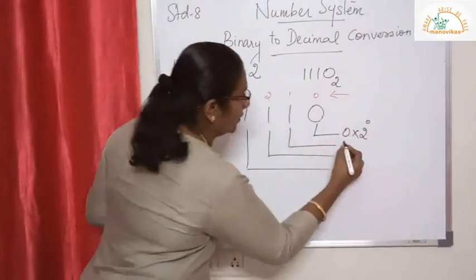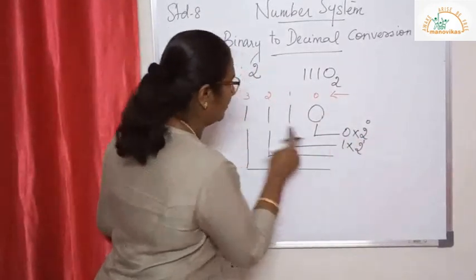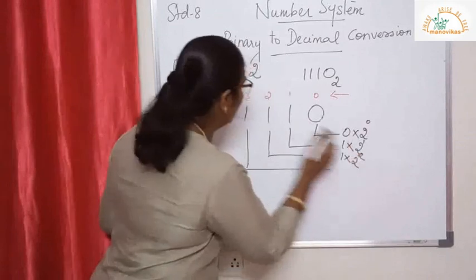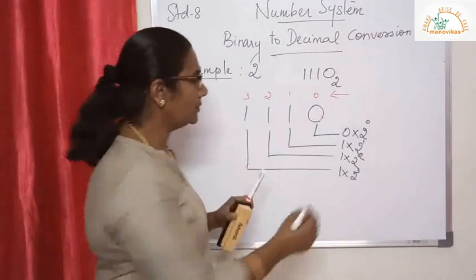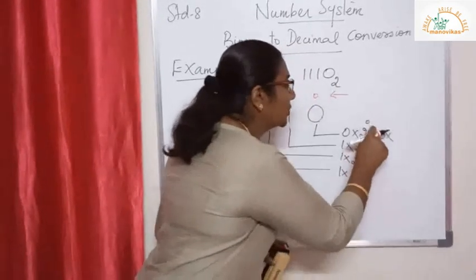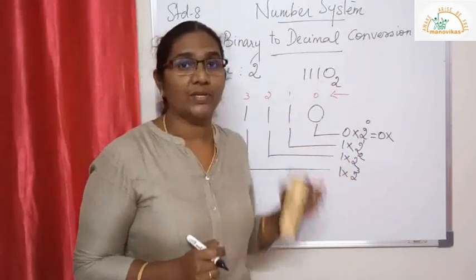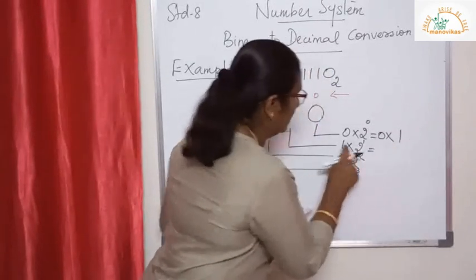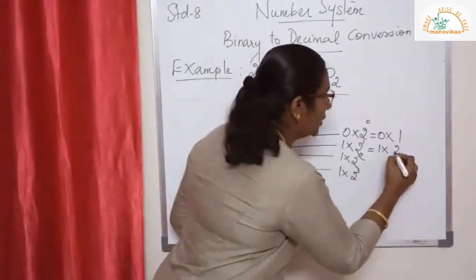Next digit is 1 multiplied by the base, which is 2, to the power of 1. Now 1 multiplied by 2 to the power of its position, that is 2, and this 1 multiplied by 2 to the power of 3. And it's your simple mathematics. 0 multiplied by 2 to the power of 0. You have already learnt in your lower classes that anything to the power of 0 is equal to 1. Now 1 multiplied by 2 to the power of 1 is equal to 2.